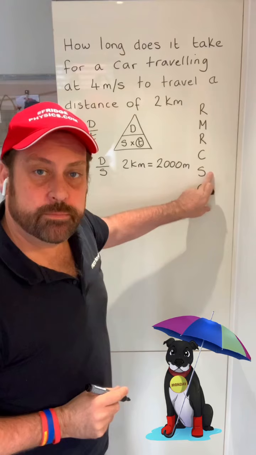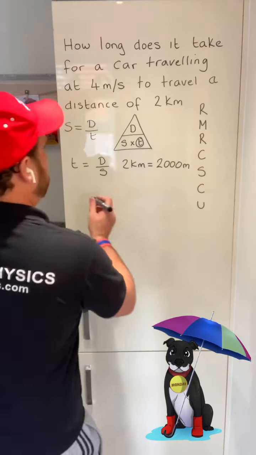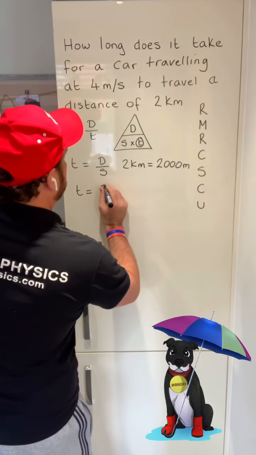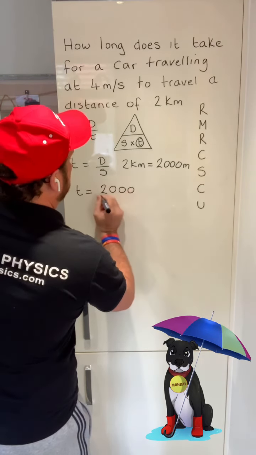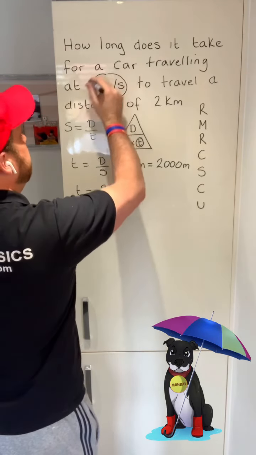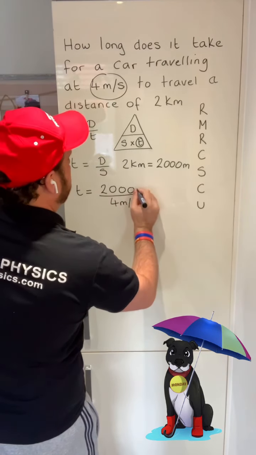S, substitute. So we substitute our values into our equation. So time equals the distance, which is 2,000, divided by our speed. Well, our speed is 4 meters per second. That's in meters.